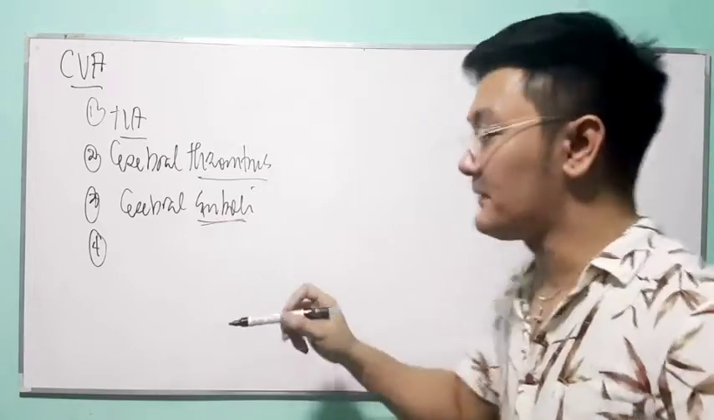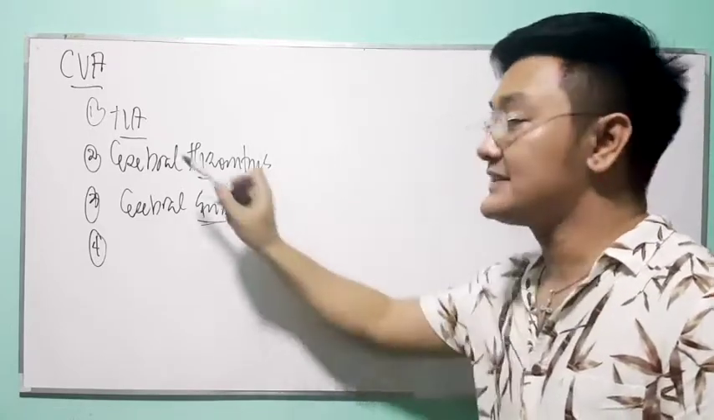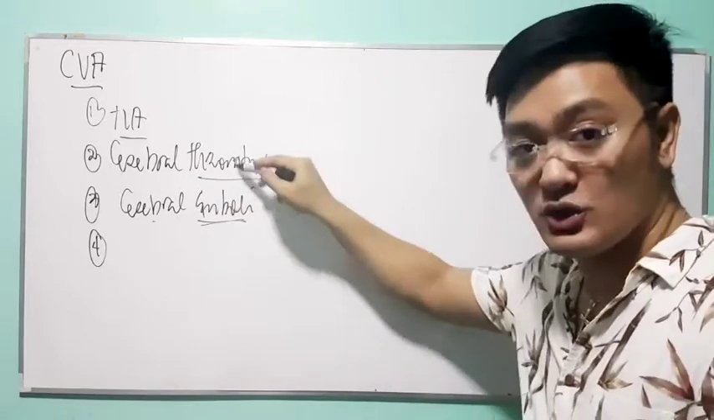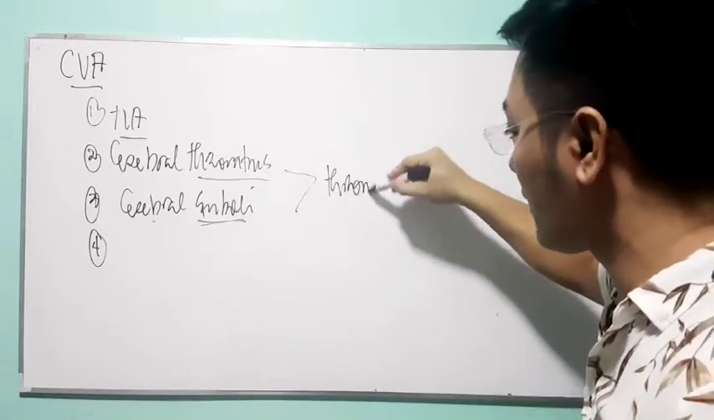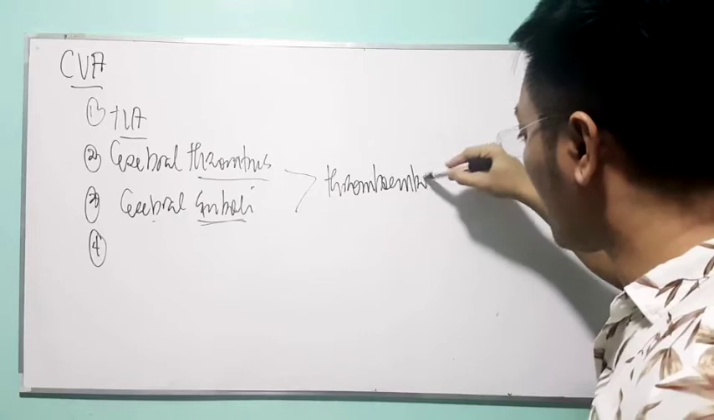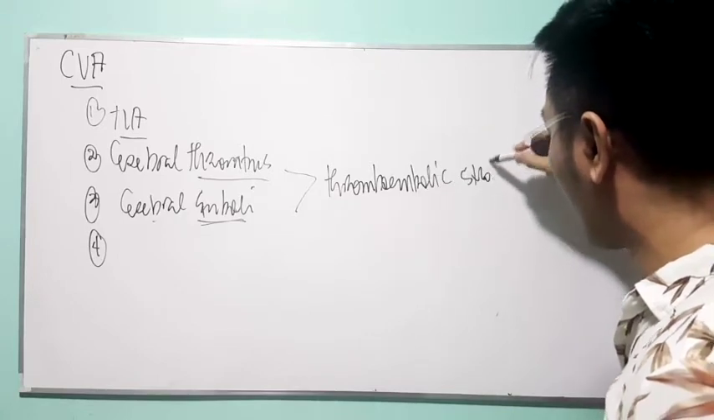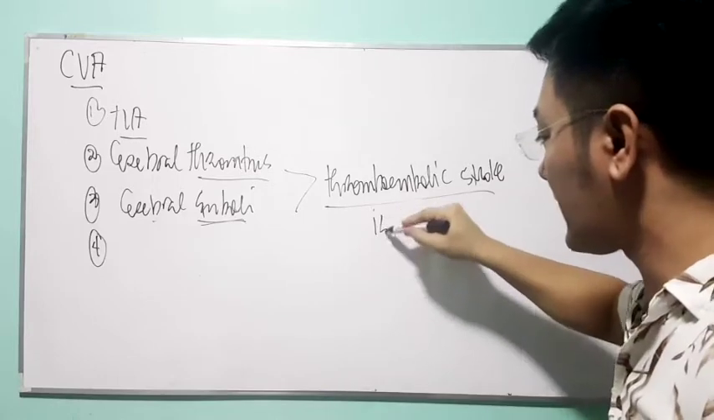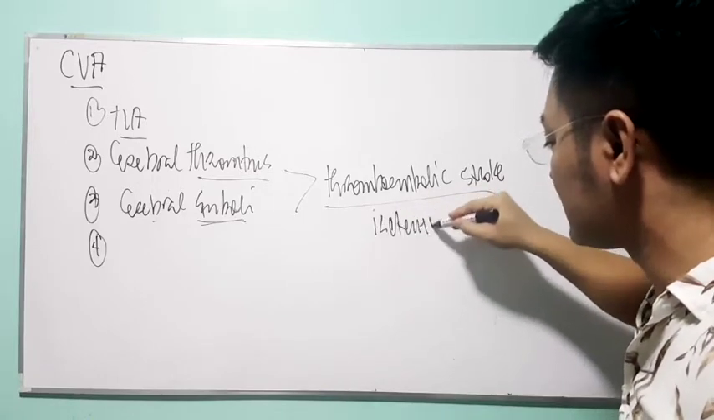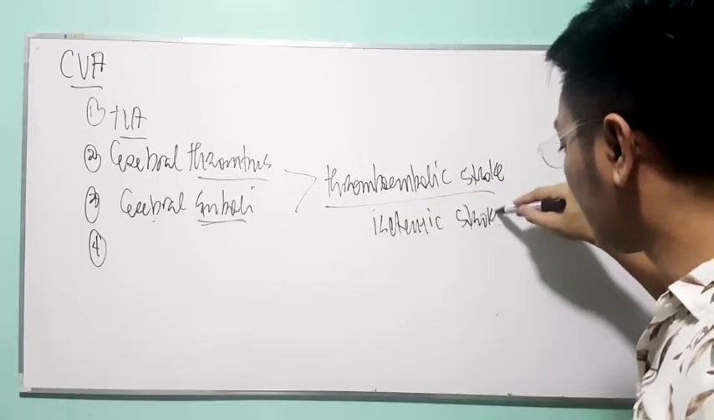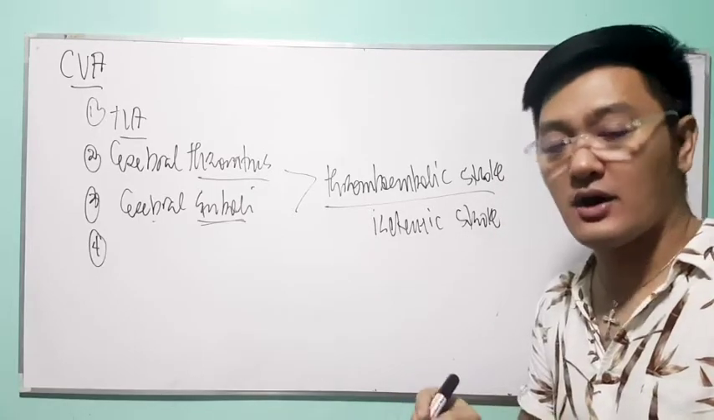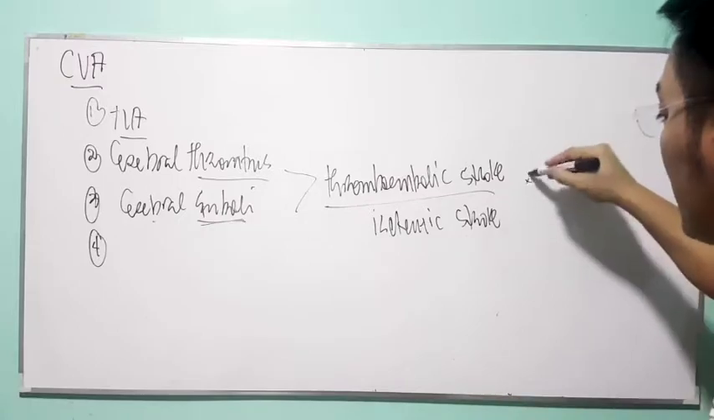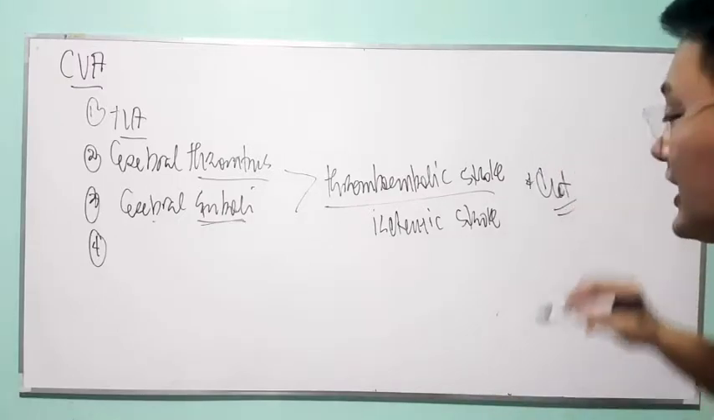Now, take note. Other books combine cerebral thrombus and cerebral emboli. When you combine these two, you call that thromboembolic stroke. Or, other books don't call that thromboembolic stroke, they call that ischemic stroke. So take note: thromboembolic stroke and ischemic stroke are the same. What is the problem here? The main problem is actually clot.